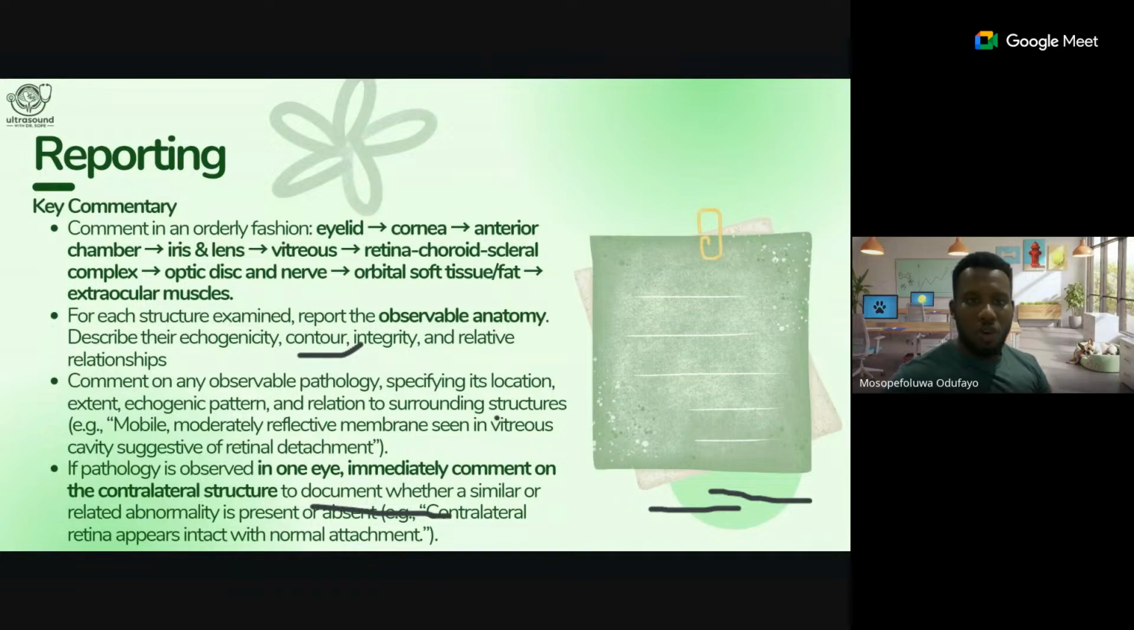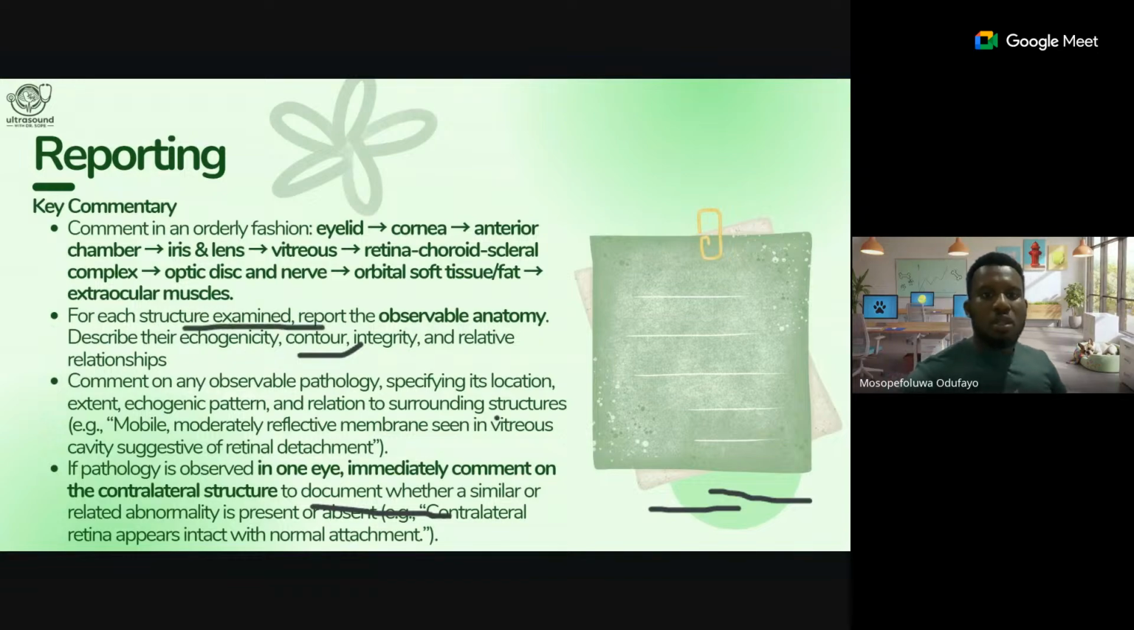And then when you're talking about the eyelids and the cornea, and then when you're talking about the anterior chamber, at that point you can mention the axial diameter. When talking about the optic disc and nerve, you can talk about the optic nerve sheath diameter in that area.